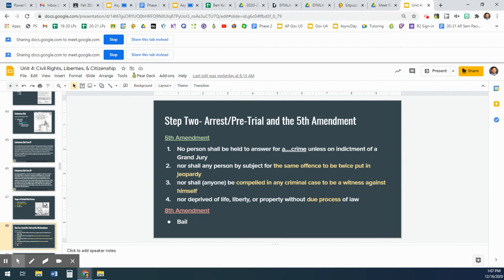So this is where we get the term pleading the fifth. You don't have to answer questions that might incriminate you. And additionally, you are owed the full due process of law before you can be imprisoned and deprived of life, liberty, or property. Additionally, the Eighth Amendment comes into play here when you're arrested, because that's where excessive bail is prohibited, in the Eighth Amendment.